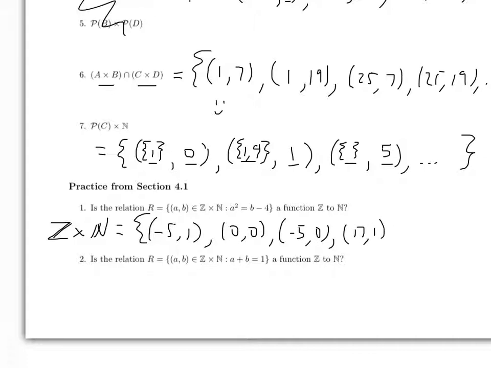17, comma 1 is a possibility, and so on. So of course there's infinitely many of these things, but all I'm doing is forming ordered pairs where the first coordinate comes from here and the second coordinate comes from here. The question is, do any of these satisfy this property?